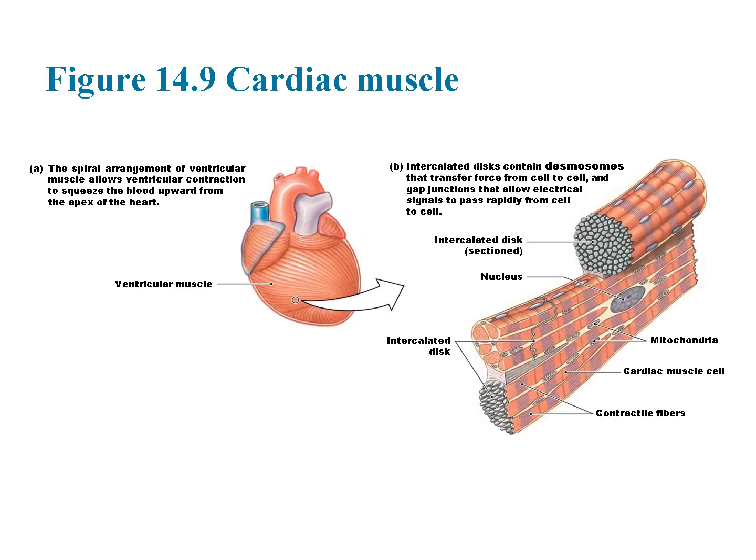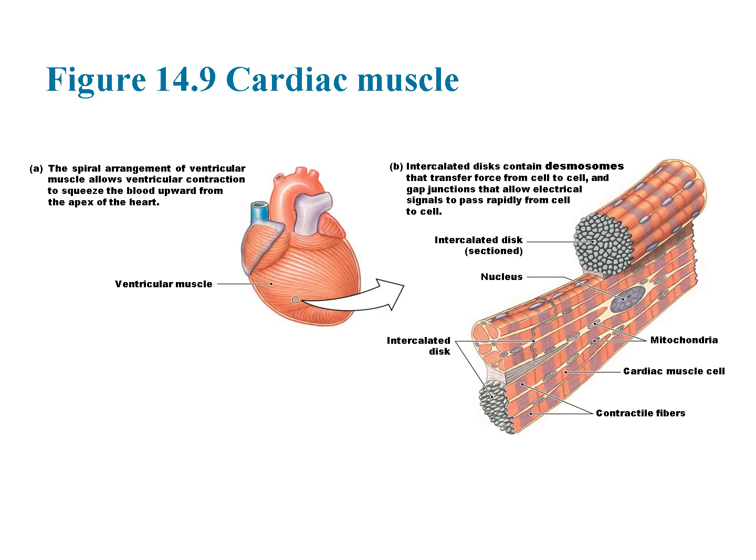throughout the body. Cardiac muscle is uniquely structured to support the heart's continuous pumping action. This diagram highlights two key features of cardiac muscle: its spiral arrangement and its intercalated discs. In the left image, we see that ventricular muscle fibers are arranged in a spiral pattern. This organization allows the heart to contract in a twisting motion, squeezing blood upward from the apex toward the base of the heart. This movement ensures efficient ejection of blood into the major arteries.